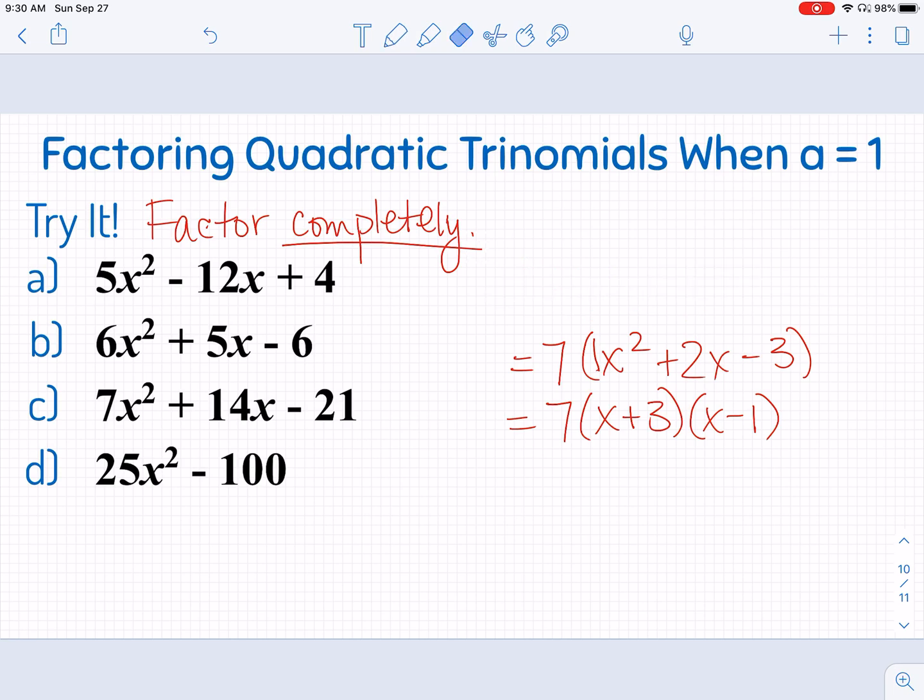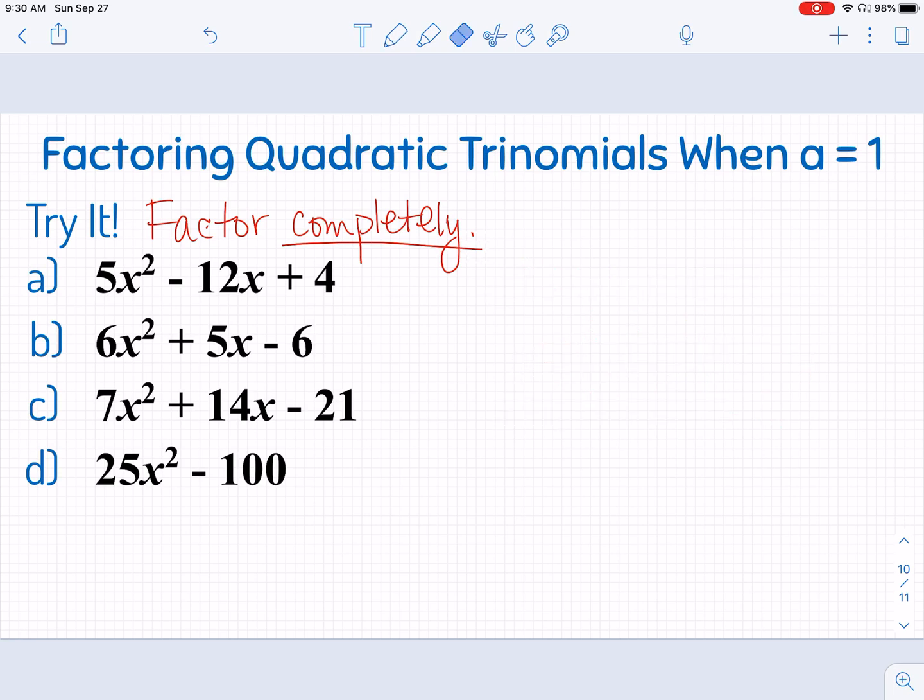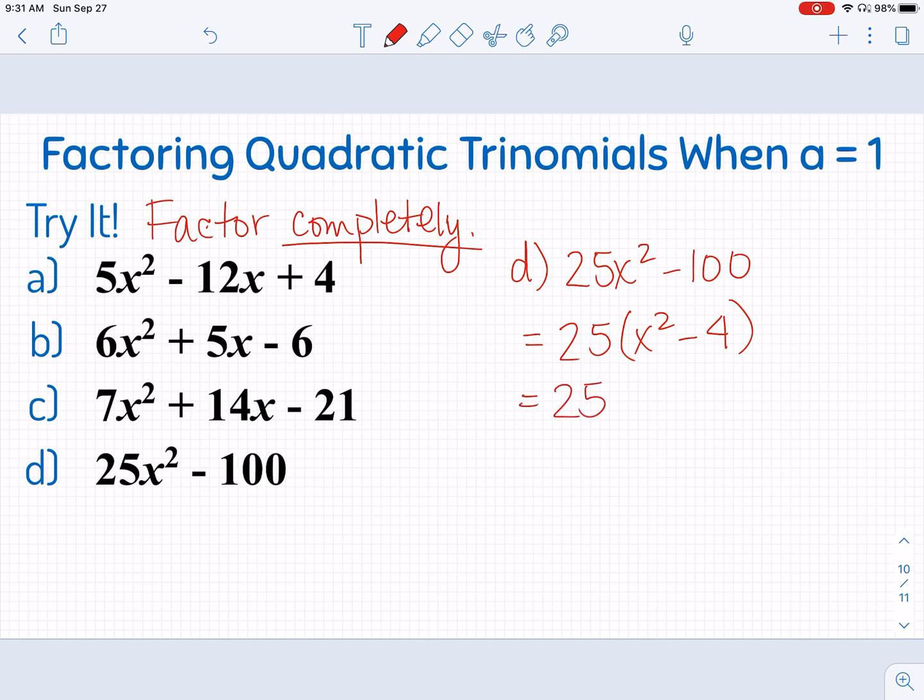Last problem. Just like with everything, I always ask myself, what is my GCF? And in this case, my GCF is 25. So now that I've pulled out that 25, I'm just looking for factors of negative 4 with a sum of 0.